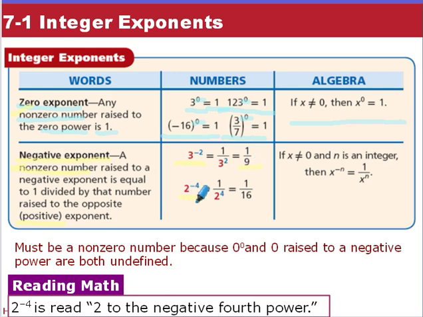2 to the negative 4th power is 1 over 2 to the 4th, which is the same as 1 over 16. Notice when we simplify, we work out the exponents, and we have all positive exponents, and then we can work those out. Algebraically, if x does not equal 0 and n is an integer, then x to the negative n will equal 1 over x to the n. So your exponents go from negative to positive, but they also change location.